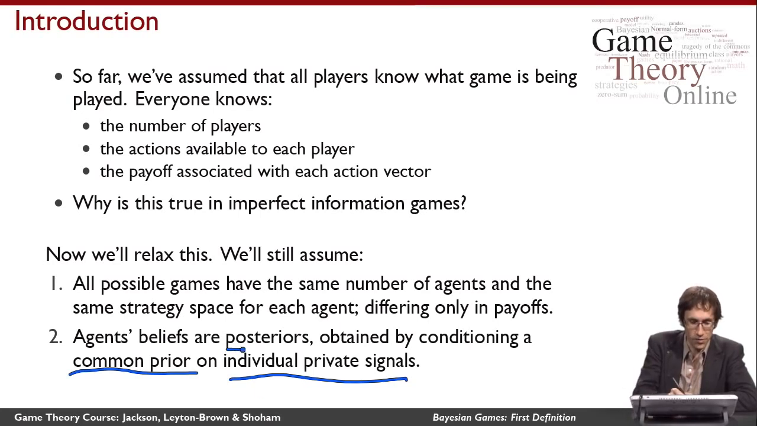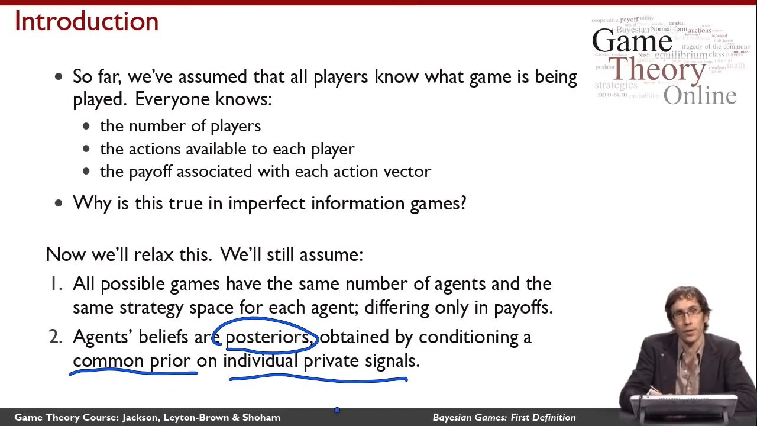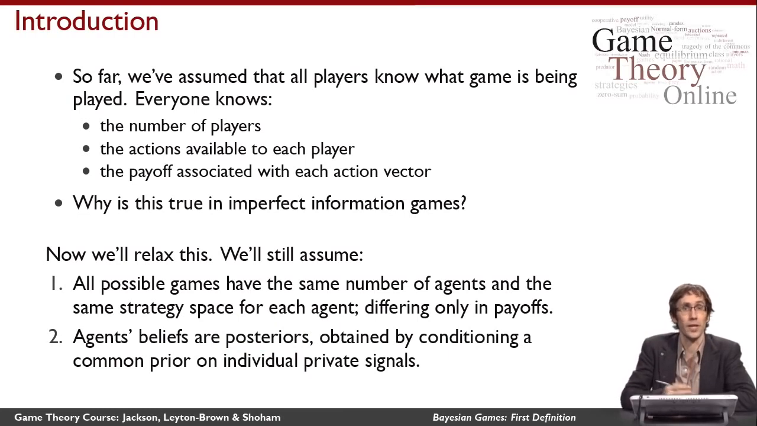So they'll end up with a posterior belief which is obtained by starting from this common prior and updating it based on their private information. So that's an assumption. We could believe that the agents had different prior beliefs, but that's not what we assume in the case of Bayesian games.